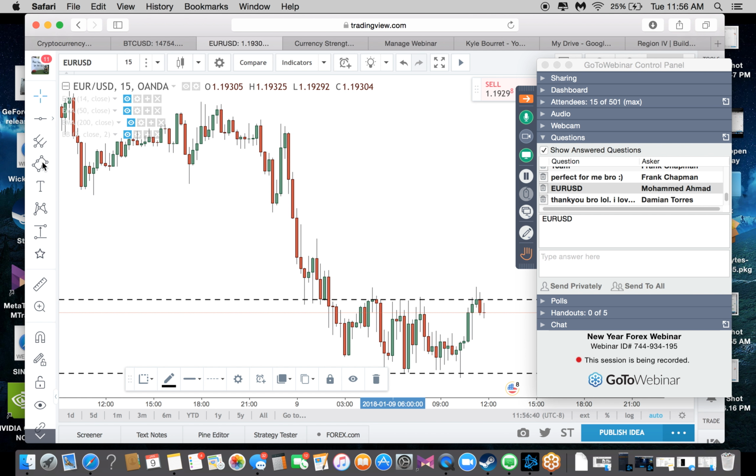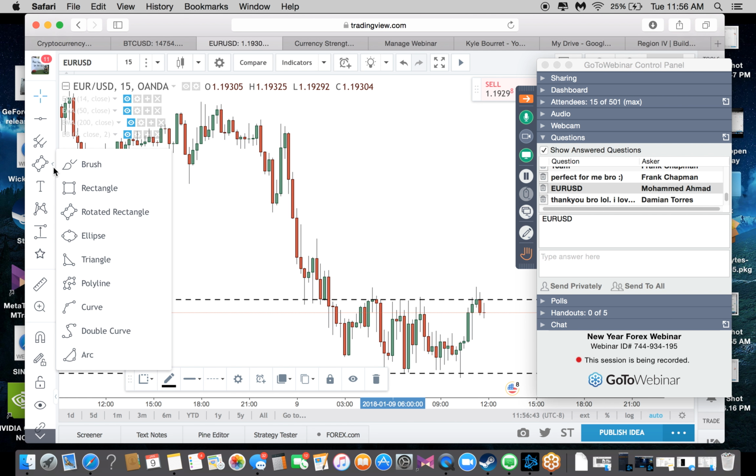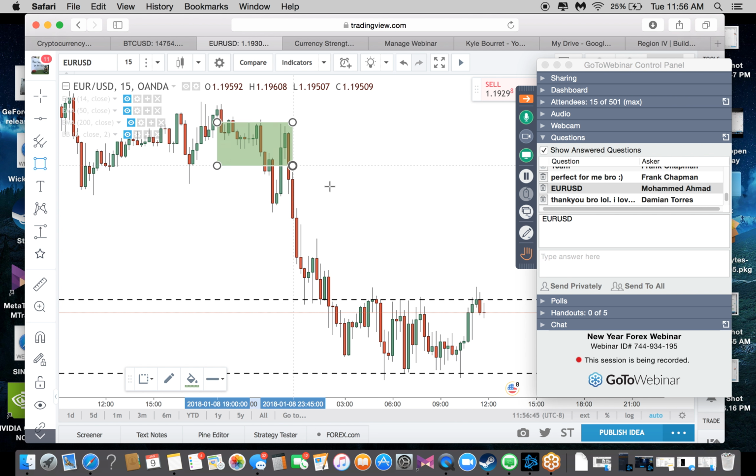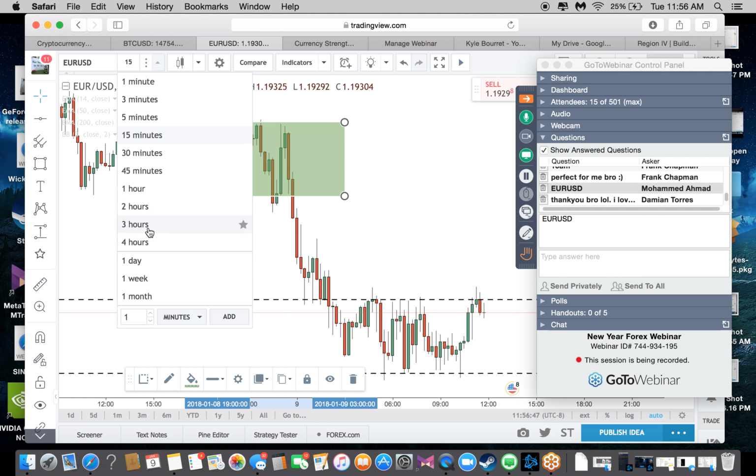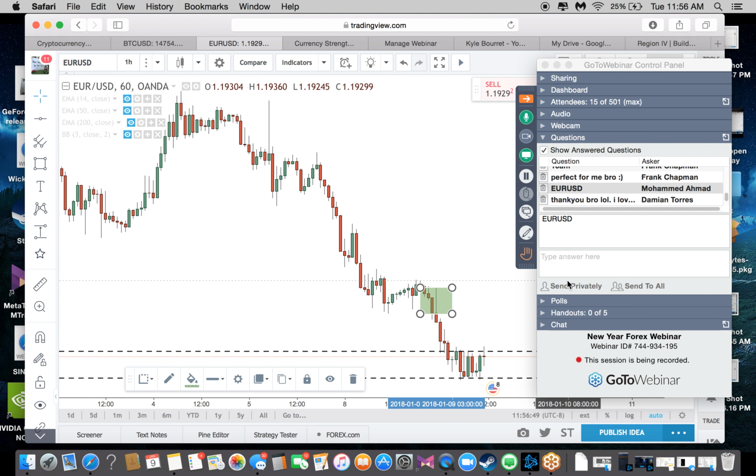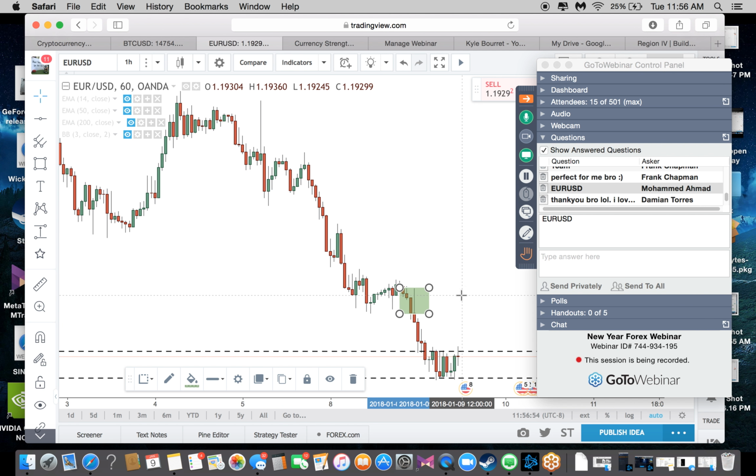Let me actually highlight this area, because I just want to look at the hour time frame, and let's jump into this. Okay, perfect. So what do we got here for the hour time frame? We have, where's London? Here's the pre-open is here. Okay, so what do we got?